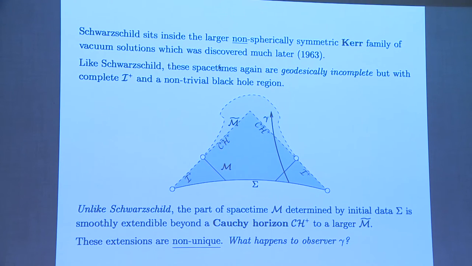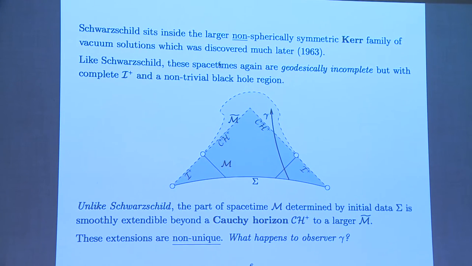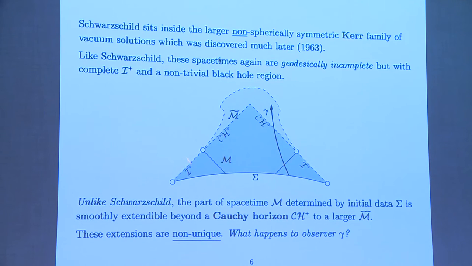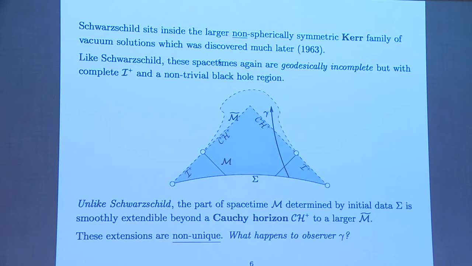So let me just tell you what we need to know about the Kerr solution for the purpose of this talk. So first of all, just like Schwarzschild, these Kerr solutions are again geodesically incomplete, okay? And they again have a non-trivial black hole region. In fact, qualitatively speaking, the initial data looks much like Schwarzschild. It's sitting on the same topology. It's again asymptotically flat with two ends. And again, there's a future null infinity with two connected components. Again, future null infinity is complete, so far away observers live forever. This is not a counterexample to weak cosmic censorship.